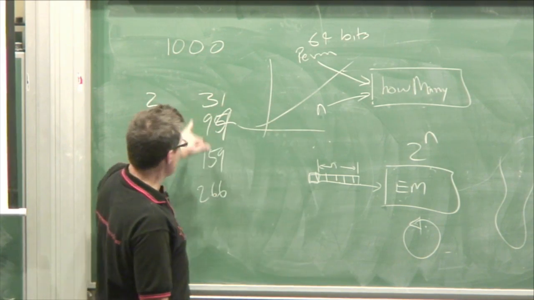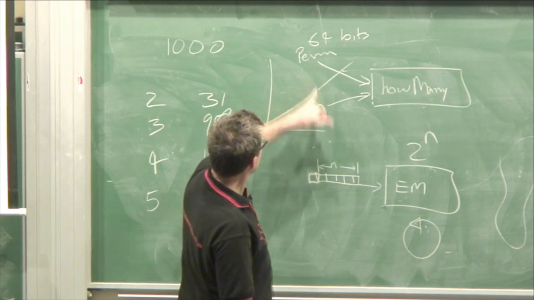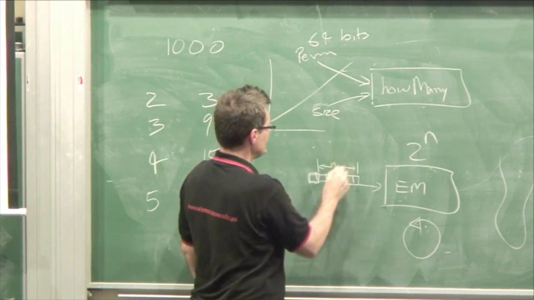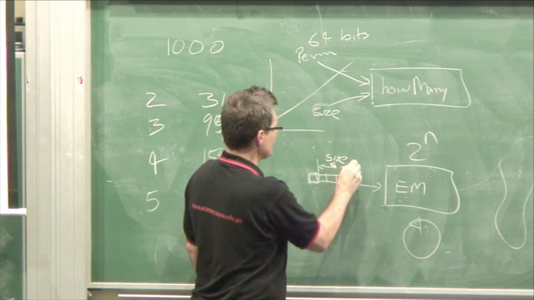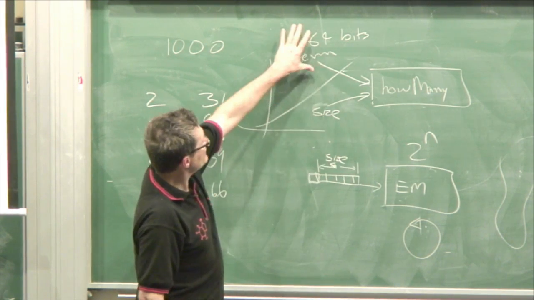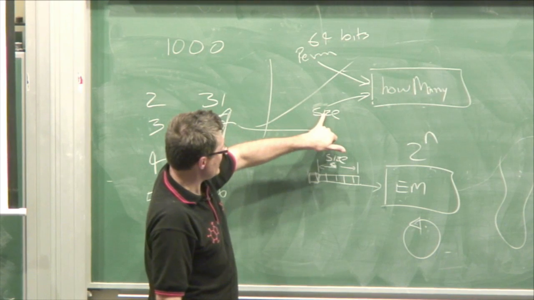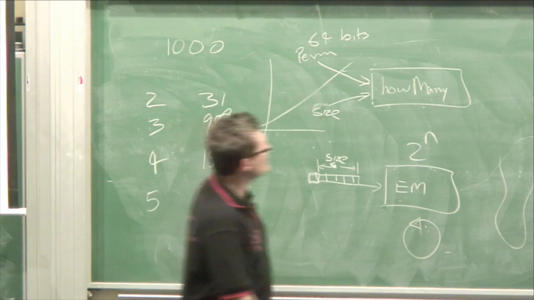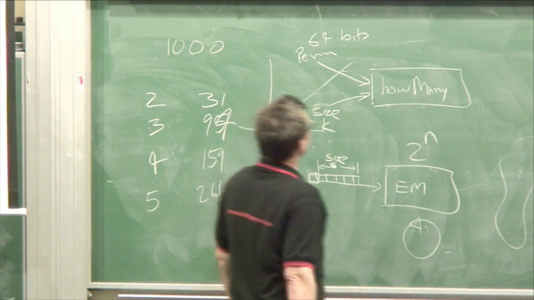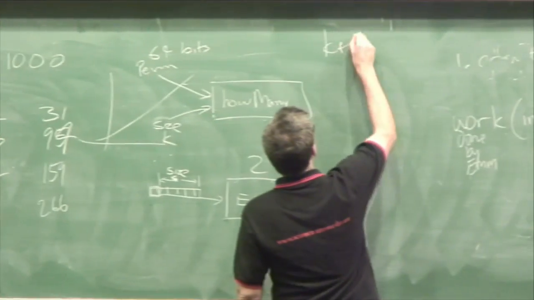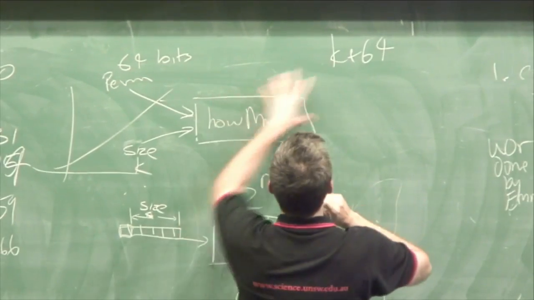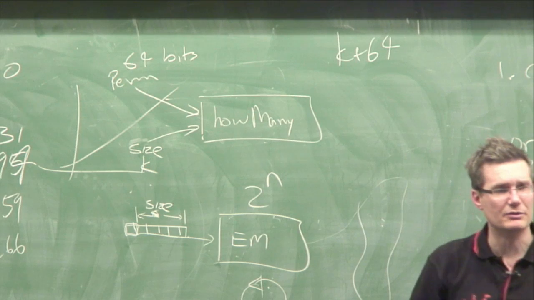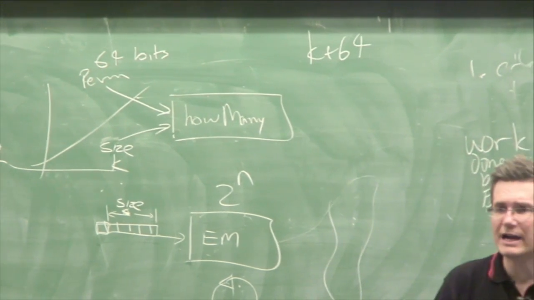So actually, what we care about when we say we're sticking in n, let's say we stick in the size. Let's not call it n, let's call it size, because we're going to get confused. The size of the input to how many is the size of the input to the emulator plus the permutation. If we call that size k, say, the size of the input is k plus 64. So given k plus 64, how much work is your emulator going to have to do in the worst case?